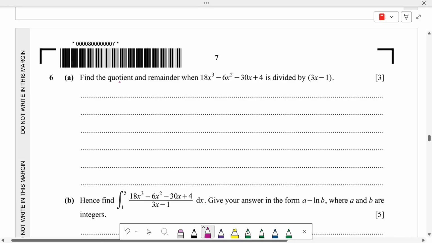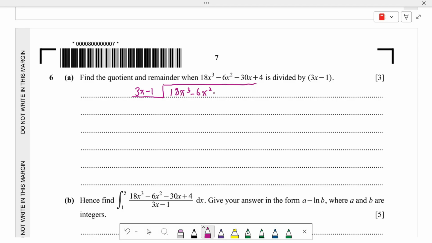Question number 6. Find the quotient and remainder when 18x cube minus 6x square minus 30x plus 4 is divided by 3x minus 1. So we write 3x minus 1 and divide 18x cube minus 6x square minus 30x plus 4. And we need to find the quotient and remainder.